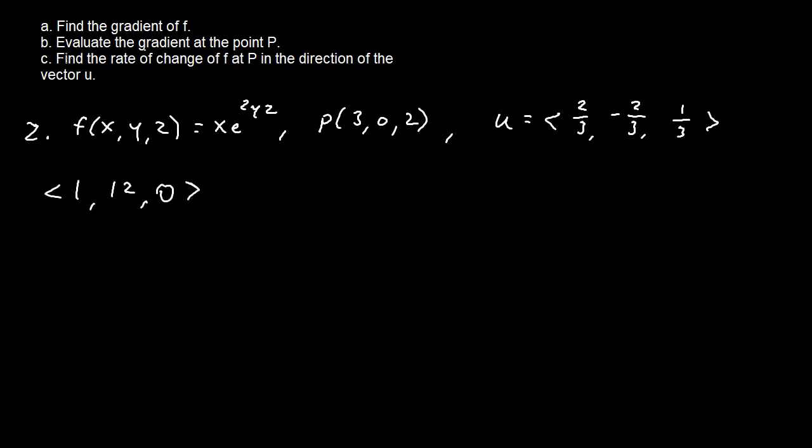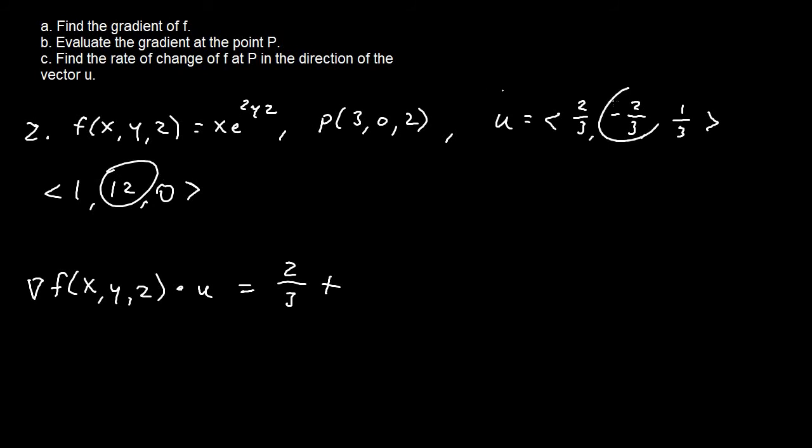So now, in order to find the rate of change, the directional derivative, we just need to take the dot product of the gradient vector and the unit vector. Once again, in order to take the dot product, we multiply similar components. So 2/3 times 1 is 2/3, plus the y components being multiplied. So we get negative 24 over 3. And then plus, well, if you multiply 0 times anything, we'll get 0 there. So our final answer is going to be negative 22 over 3.